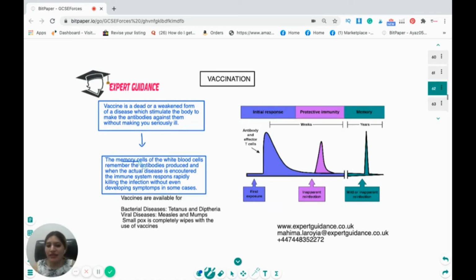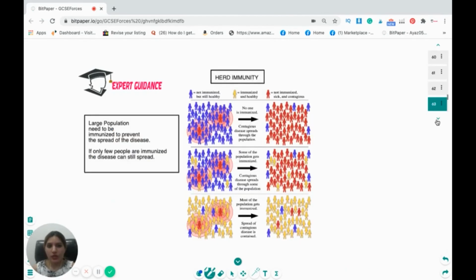So we have vaccines available for tetanus, diphtheria, and for viral diseases. We have measles and mumps, and smallpox is completely wiped out with the use of vaccines. Okay, so vaccination is very, very important. All right. Okay, now let's move on to the next slide.